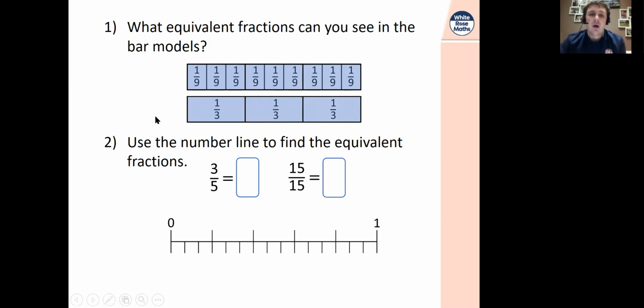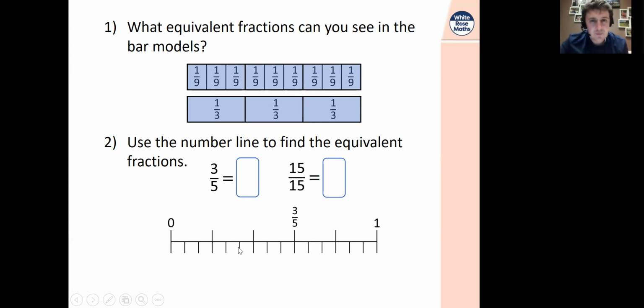Okay. On to the second one. It says to use the number line to find the equivalent fractions. Now, this is what we looked at yesterday, isn't it? On the top, you can see that it's broken up into fifths. There are 5 equal parts. 1, 2, 3, 4, 5. There's 3/5. On the bottom, split up into 15ths. And you can see there that within these fifths, each one is split up into 3. There's 3, another 3, another 3, another 3, and another 3. 5 lots of 3, 15. So 3/5 is there. How many 15ths is that?